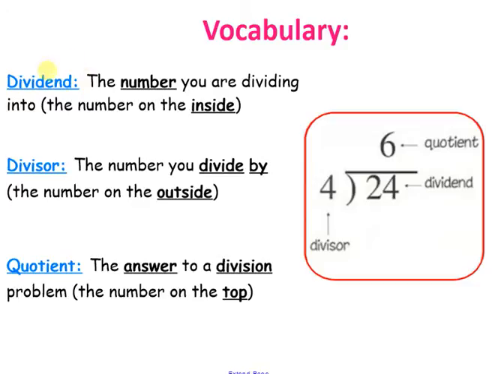Okay, so just for some quick vocab review, we have 3 main vocabulary words in division. We have the dividend, which is the number you're dividing into, and this is going to be the number on the inside of the division bracket. We have the divisor, which is the number that you're dividing by, and this is the number that's on the outside of the division bracket. And then we have the quotient, which is the answer to a division problem. And once you solve it, this is going to be the number that is on the top of the division bracket.